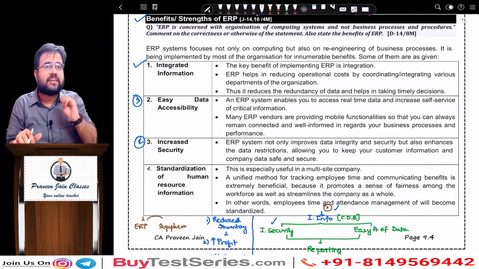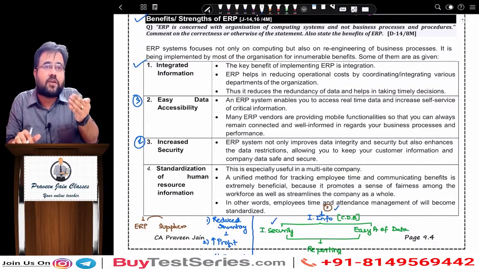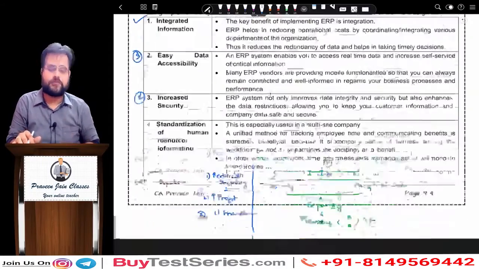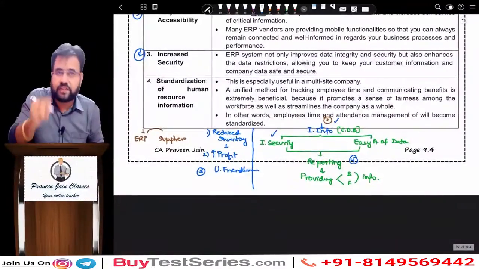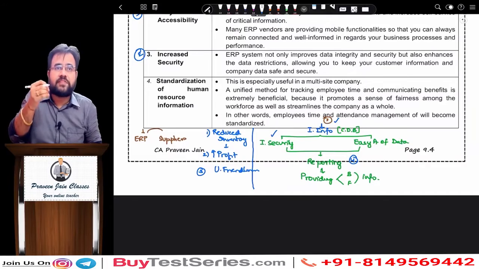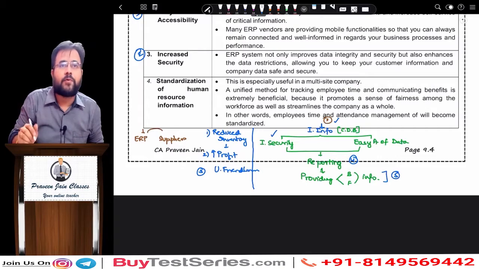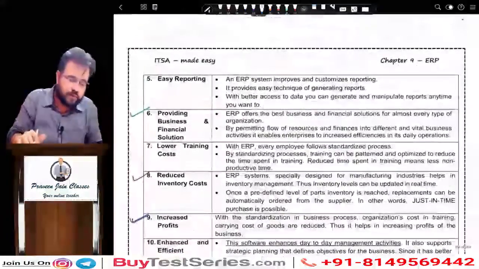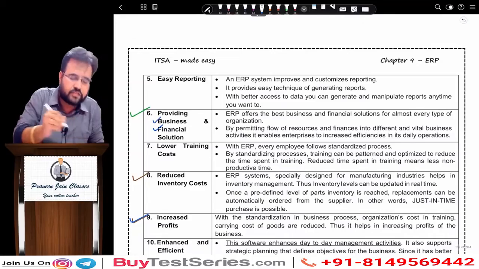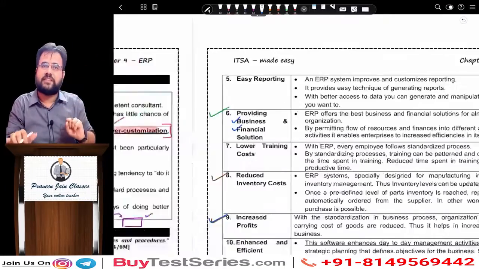Next. Can I say you will now be getting reports faster, or will it take time for you to get reports? You will now be getting reports faster. And don't you think your business problems, your financial problems will now be solved? Because ERP provides better business information and financial solutions. Clear? So 5 points, easy to remember.